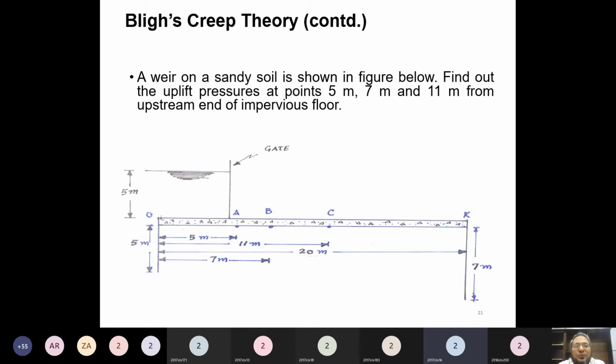Now we have to solve one more numerical, and this is a concrete floor which is acting as a hydraulic structure.